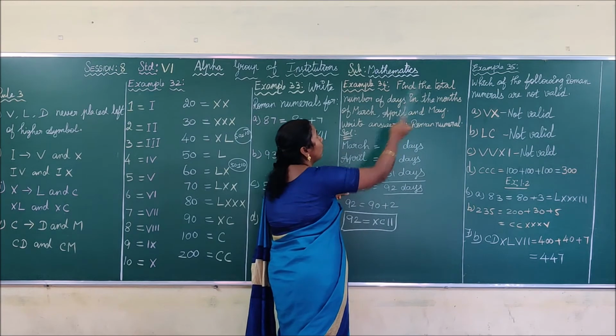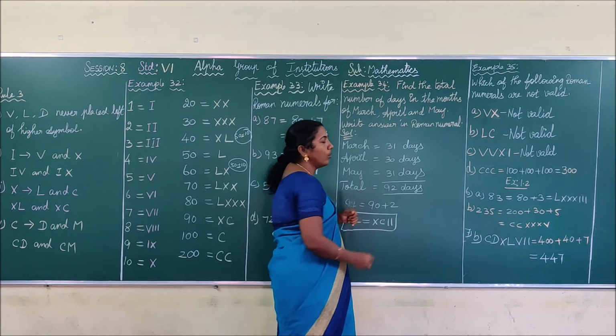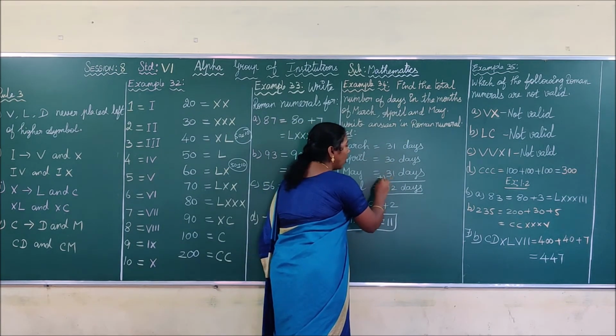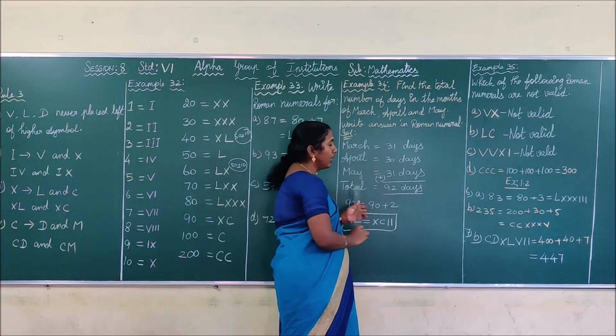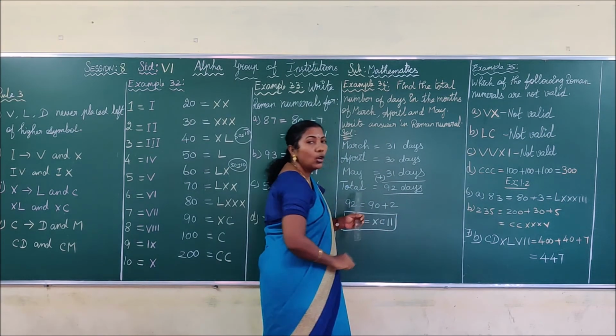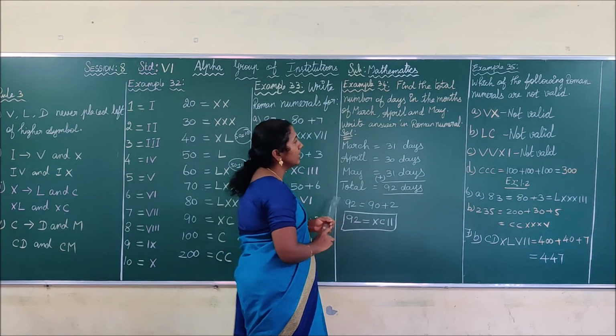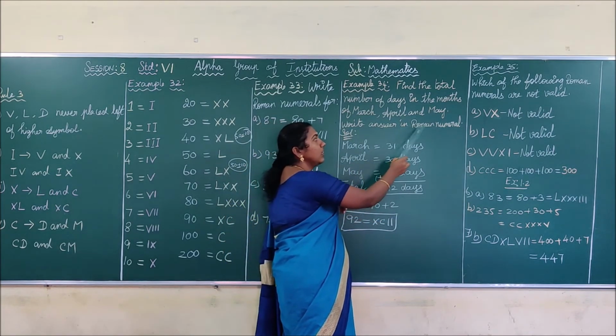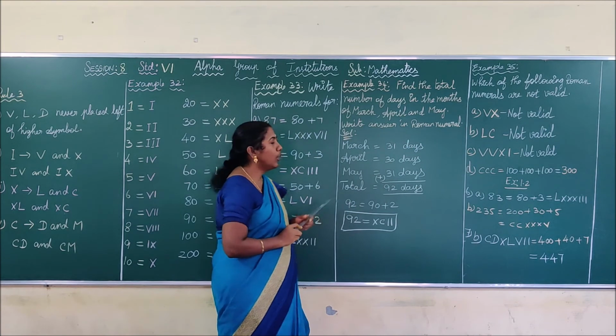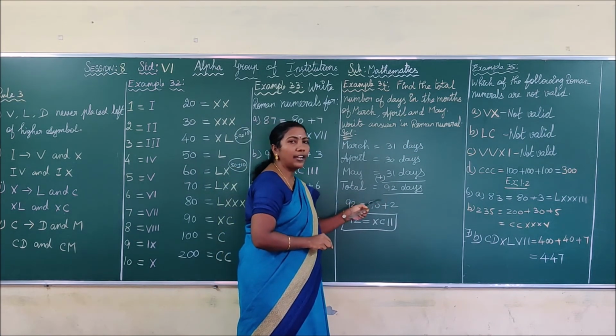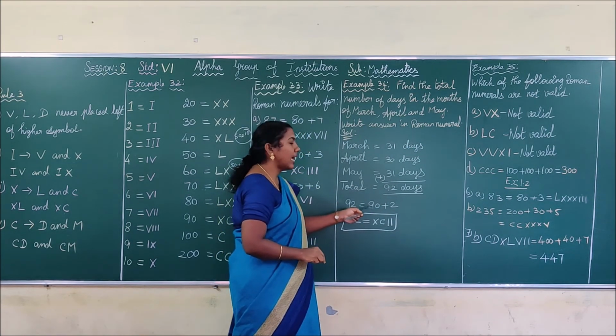What are they asking? Total number of days. So what do you have to do? You have to add all these days. So what do you get? 92 days. That is, the total number of days is 92 days. What are they asking? You have to write the answer in Roman numeral. So you have to write the answer. What is the answer? 92. 92 can be split as 90 plus 2.